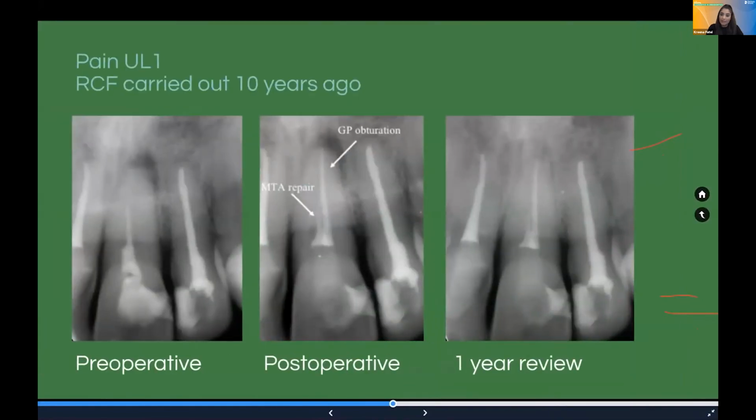And you can see at the 1-year review, the periapical lesion has healed completely.